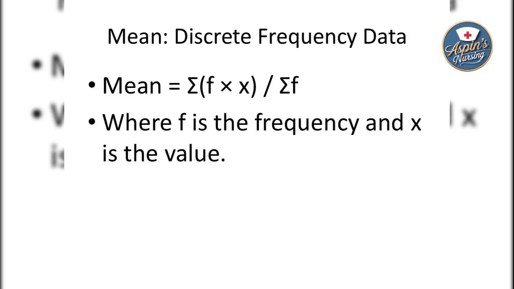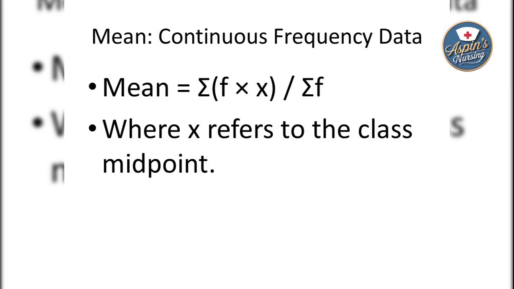When dealing with discrete frequency data, the mean is found by multiplying each value by its frequency, summing these products, and dividing by the total frequency. This method accounts for the occurrence of each value. In continuous frequency data, the mean is calculated similarly, but here, the value refers to the class midpoint. This approach helps in handling grouped data effectively.